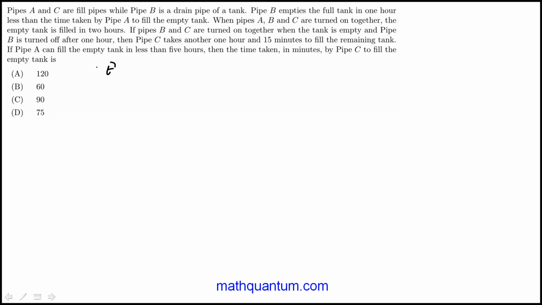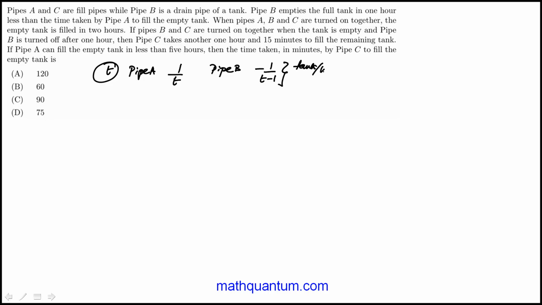So if it takes t hours for pipe A to fill this empty tank, then its rate is 1 over t. And then I can write the same thing for pipe B. Now the rate would be negative in this case, but the time it takes pipe B to empty the whole tank is 1 hour less. So its rate would be minus 1 over t minus 1. So this is the fraction of the tank it's emptying per hour.